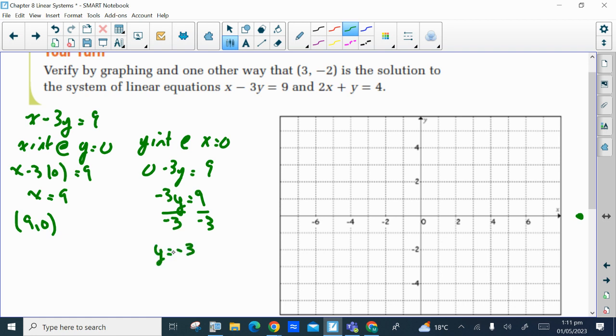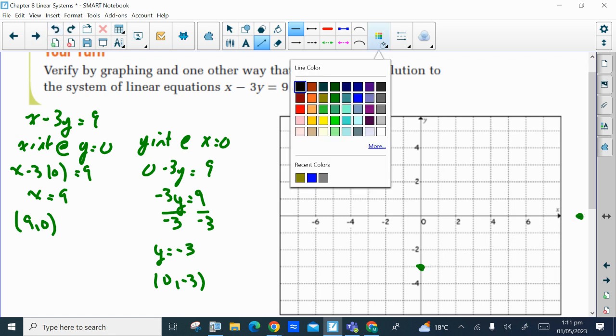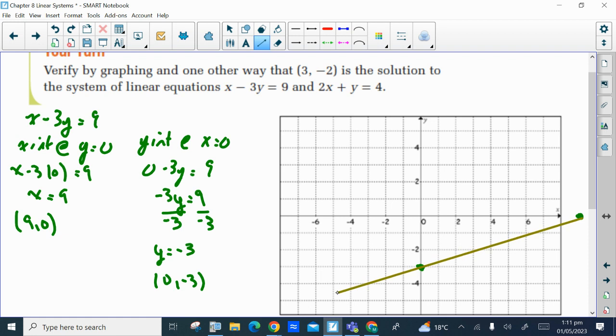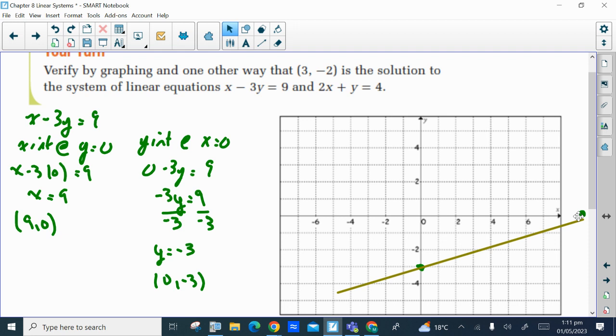Y equals negative 3. That's where x was 0. That's the point 0, negative 3. That's right there. So this gives us 2 points to graph our line. So the line looks something like that.